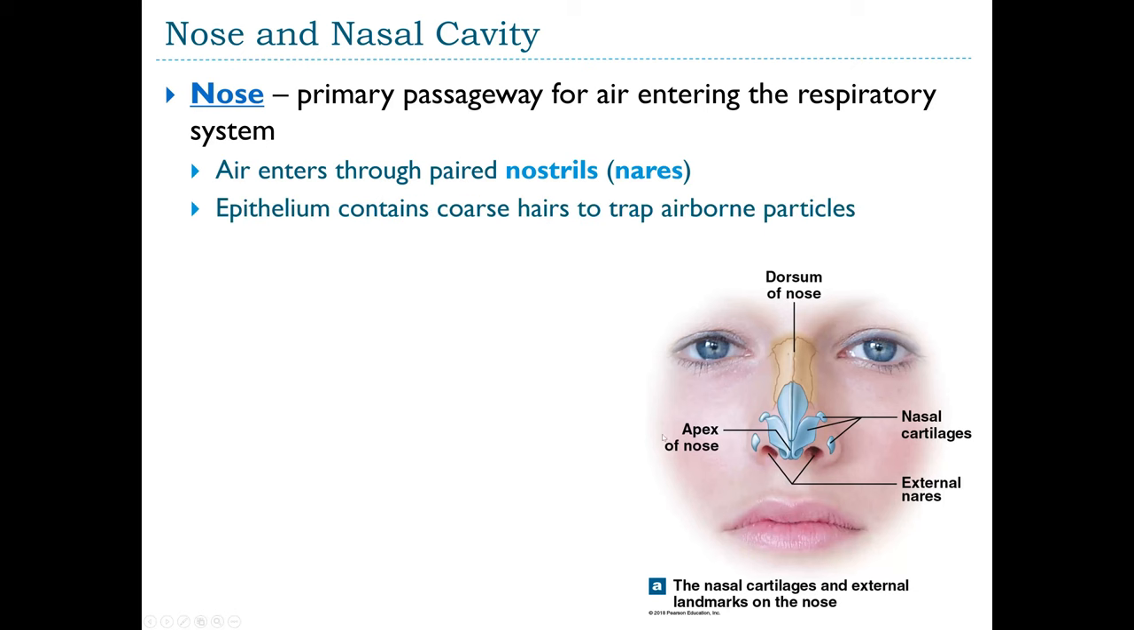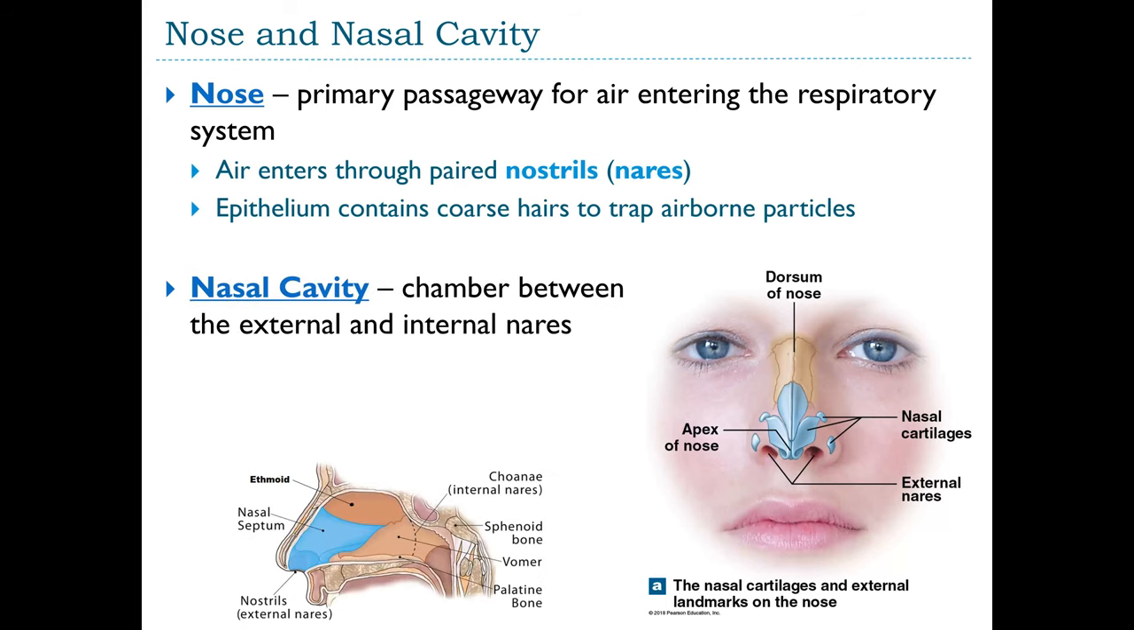The epithelium in the initial part of the nose has coarse hairs. These are your nose hairs, and the purpose of these is to trap airborne particles. And then the nasal cavity is the chamber located between the external and internal nares. So again, the external nares are your nostrils. The internal nares are going to be back here behind the nasal cavity, and they're also called the choanae.